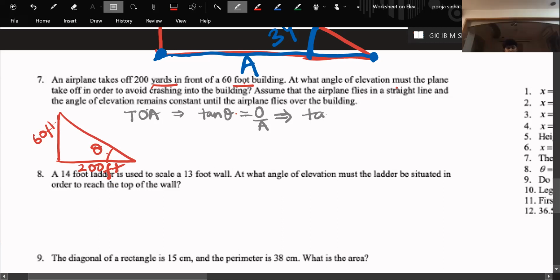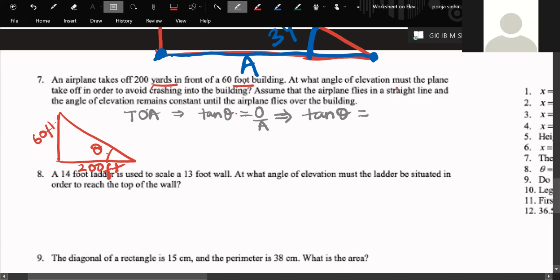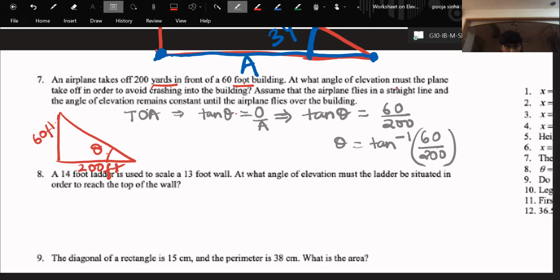Tan theta, we'll write everything first. Tan theta is equal to 60 upon 200, right? Now theta is equal to tan inverse of 60 upon 200. Got it? Now what you're supposed to do is first work out 60 upon 200, or you can put tan inverse in your calculator. I want you to do it now.